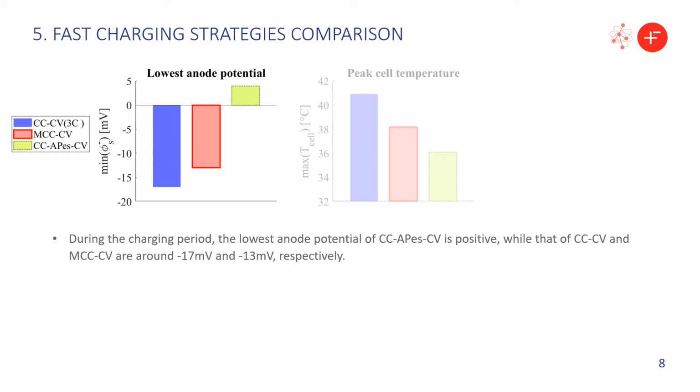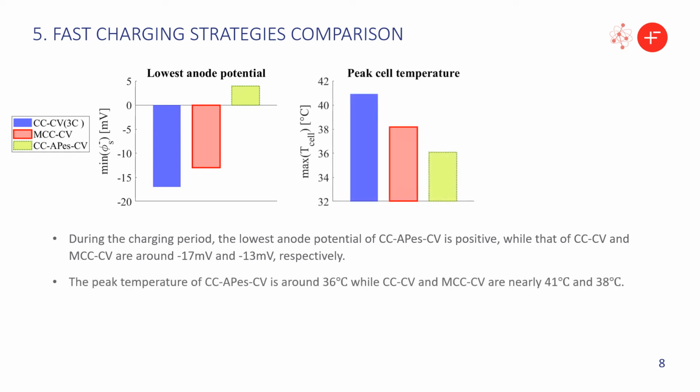Comparing the peak cell temperature, the CCCV reached about 41 degrees, while the MCCCV reached about 38 degrees, and the CCAPES-CV only 36 degrees. Lower peak temperature causes less thermal issue of the cells and reduces the risk of damage.